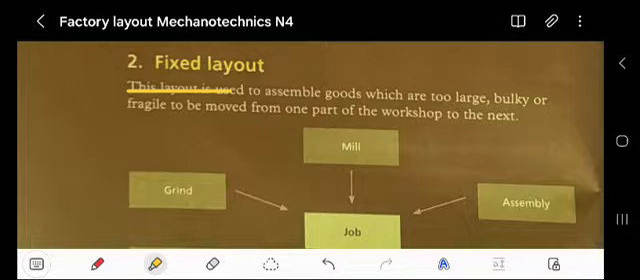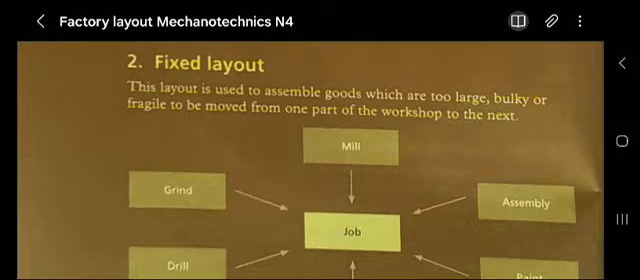This fixed layout is used to assemble goods which are too large, bulky, or fragile to be moved from one part of the workshop to another. So we're talking about assembling at a fixed point. We're talking about bulk assembly, goods which are large. You cannot use your own hands. You're supposed to use your machines, your conveyors, all these things. It's large. Okay, it's fine.